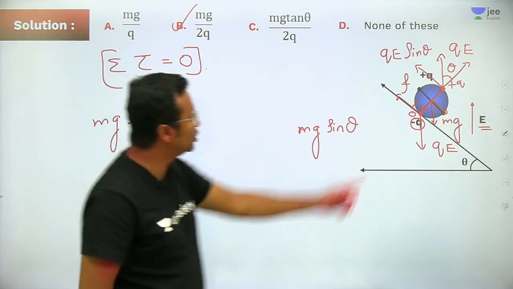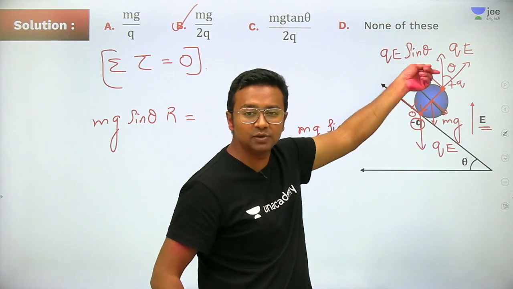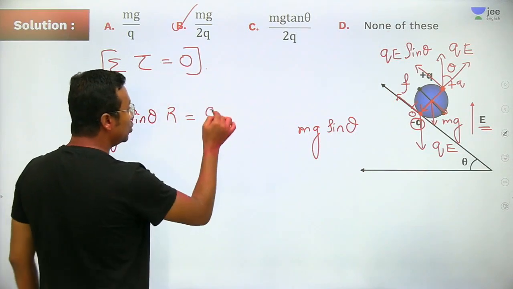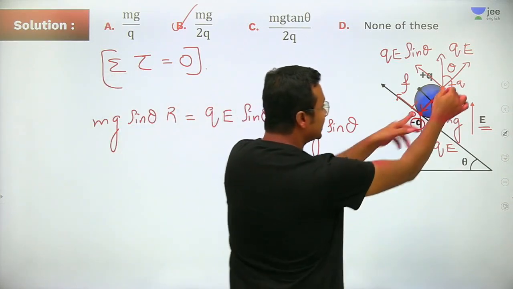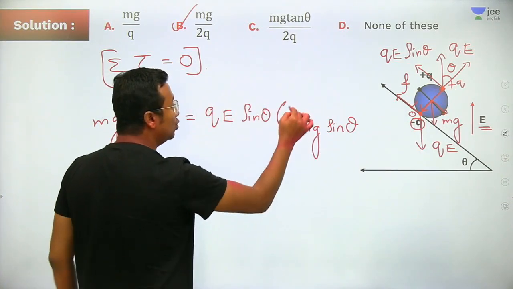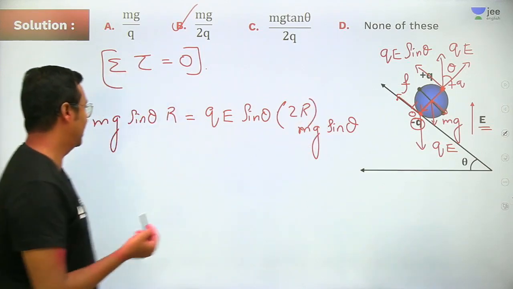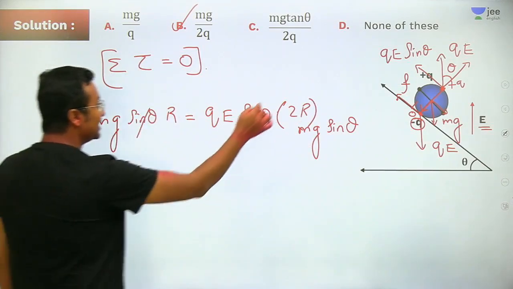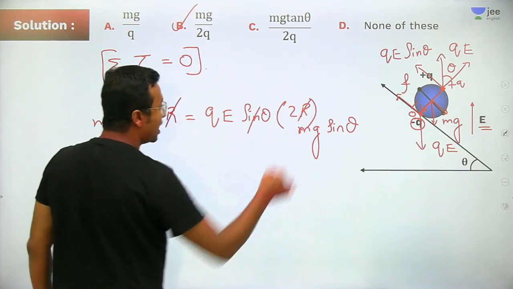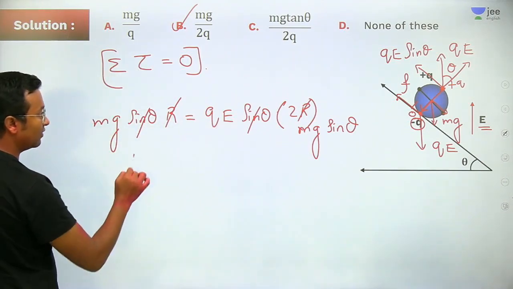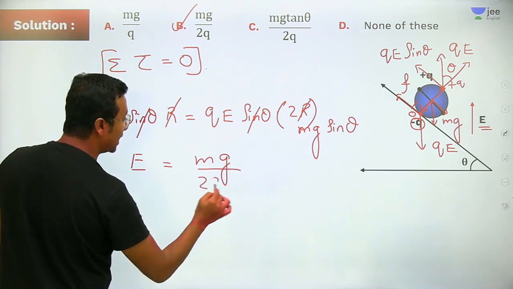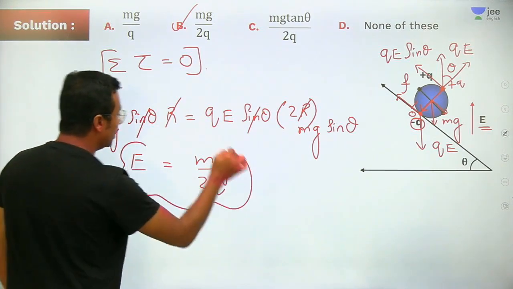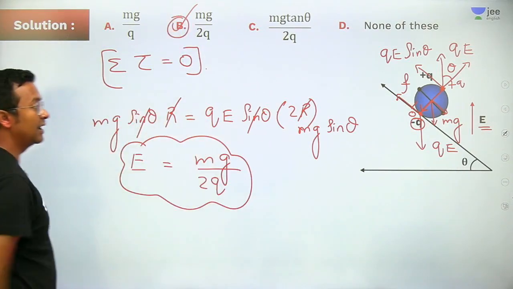Now this should be equal to the torque created by this, which is in the opposite direction. So this will be equal to QE sine theta. Now what is the perpendicular distance? This distance, which is equal to 2 times r. Sine theta cancels, r cancels. We had to find out the electric field. Electric field will be equal to mg divided by 2q. So option B is the correct answer.